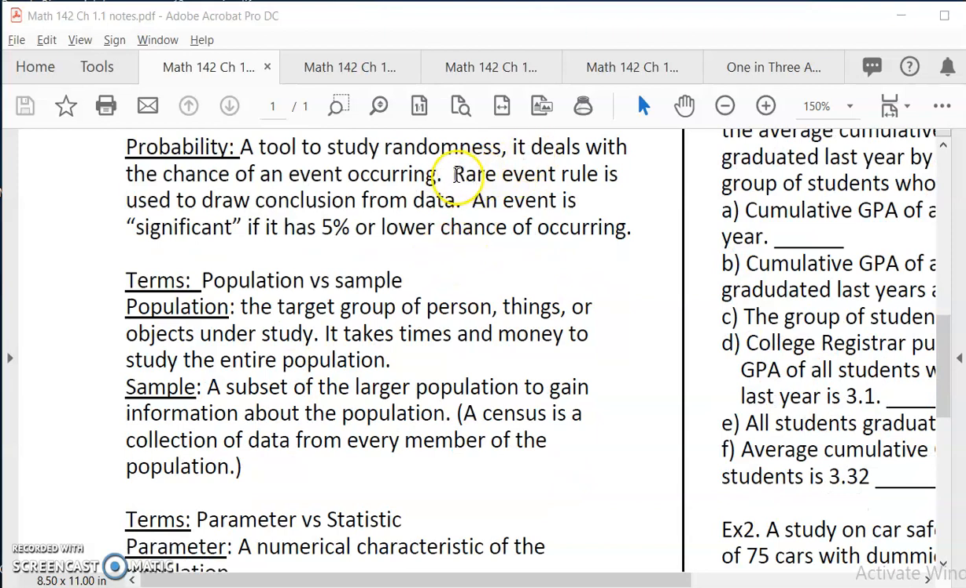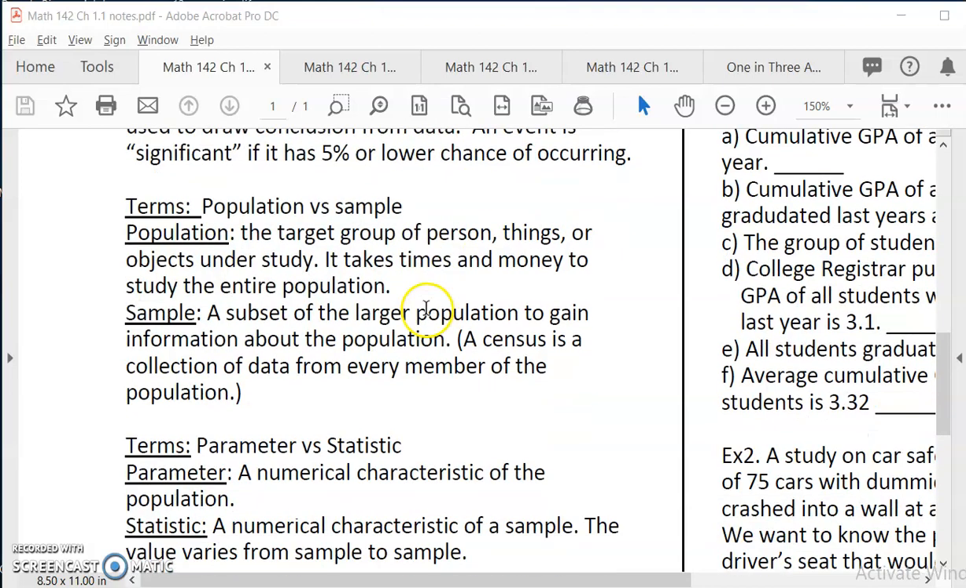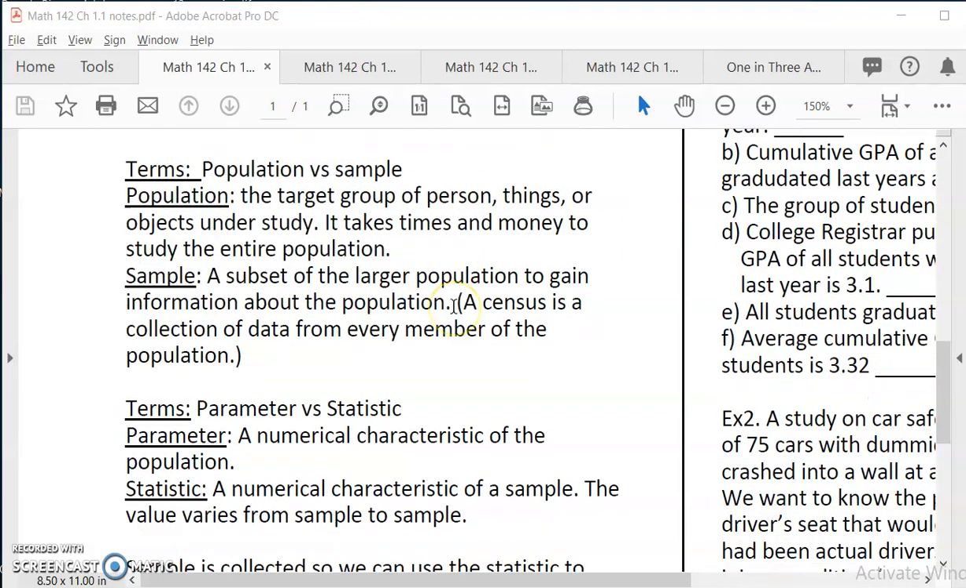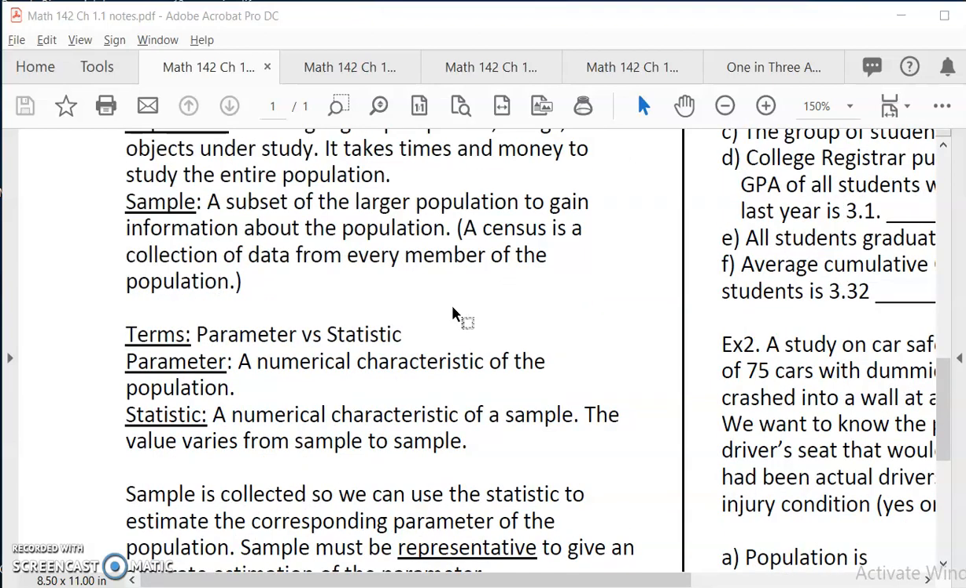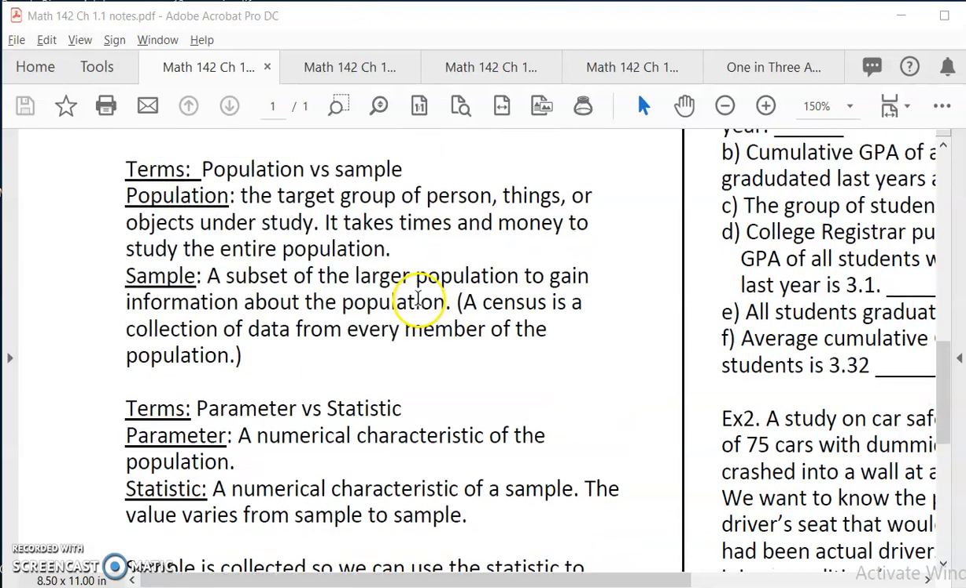And we actually have a term for it. We call it the rare event rule. We use the rare event rule to draw conclusions from data, and we'll explain that later as we get closer to making conclusions about data. And then the rest of 1.1 is about introducing some key terms, especially six terms.